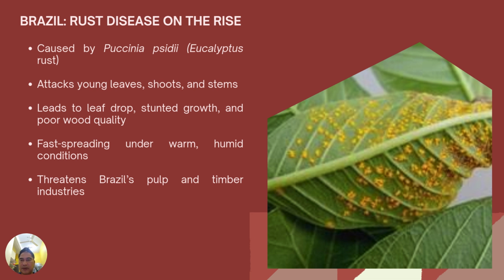You will usually see orange or yellow pustules on the surface, kind of like rust spots, and then the leaves drop off too early. The big issue is that it messes with the tree's growth. When the young parts are infected, the tree ends up stunted and the wood quality will not be that great. The disease spreads really fast in warm and humid environments, which makes Brazil pretty ideal for it, unfortunately. It's a real concern because Brazil is one of the biggest producers of eucalyptus timber and pulp.